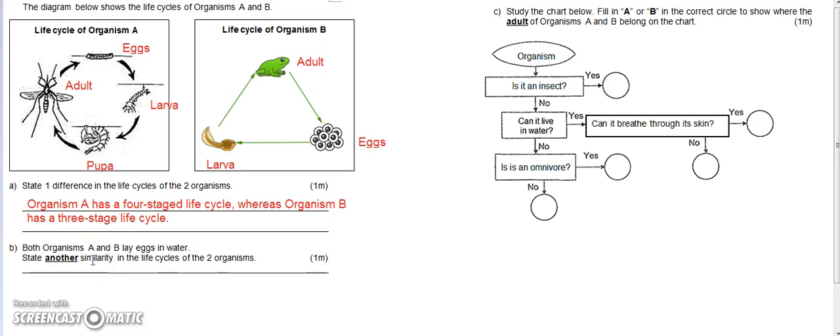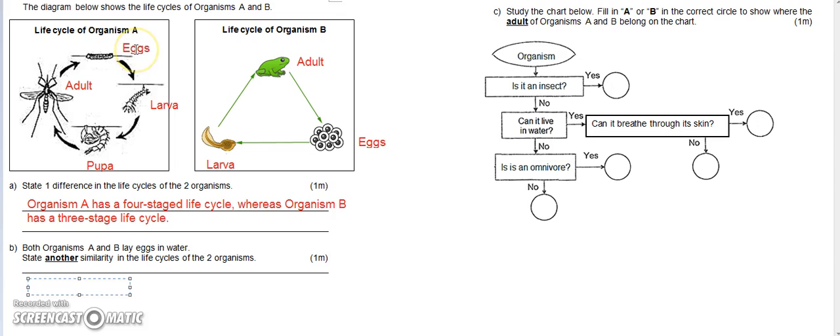Now both organisms A and B lay eggs in water. State another similarity in the life cycle of the organisms. If you look at the similarity, both lay eggs in water. Another similarity will be, let's have a look. Look at the eggs, look at the larva, and look at the adult.